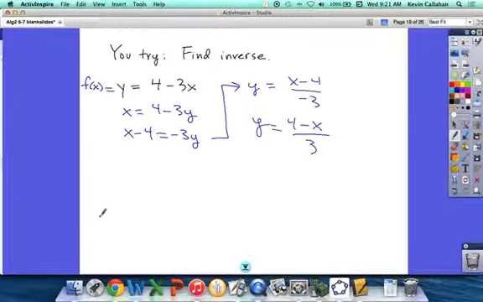Okay, and then you could replace it with f minus 1 of x equals, I'll write it like you guys did, x minus 4 over negative 3. It's not that hard of a process, at least those steps. And at least for this kind of function, you just got to remember the few steps that there are.